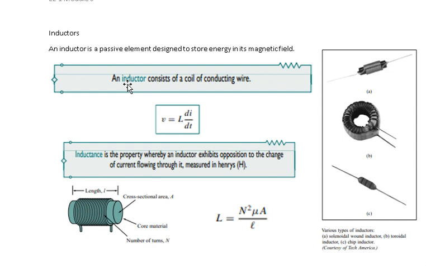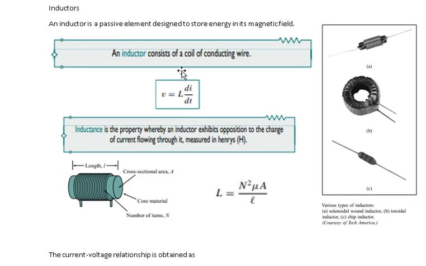So we have here an inductor. An inductor consists of a coil of conducting wire. So we have here this form of conductor, no? If you have a coil of conducting wire, you can form an inductor. So we have here the value of voltage across the inductor. We have voltage equals L di over dt.